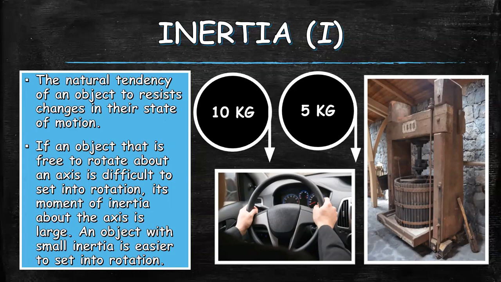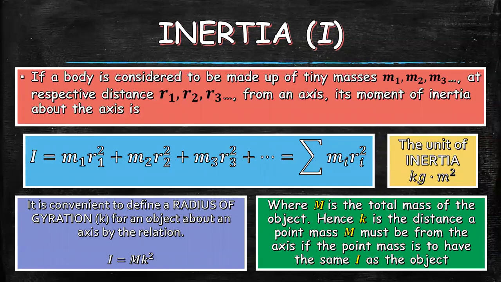Okay? So, since hindi lang naman isang object yung ina-analyze natin, we're analyzing object in terms of a system. Okay? If a body is considered to be made up of tiny masses or collection of masses M1, M2, M3 at the respective distances of R1, R2, R3 from an axis, its moment of inertia about that axis is I. Okay, our moment of inertia, M1 R1 squared, M2 R2 squared, M3 R3 squared, and so on, or summation of MI RI squared. The unit of inertia we use is kilogram meter squared.